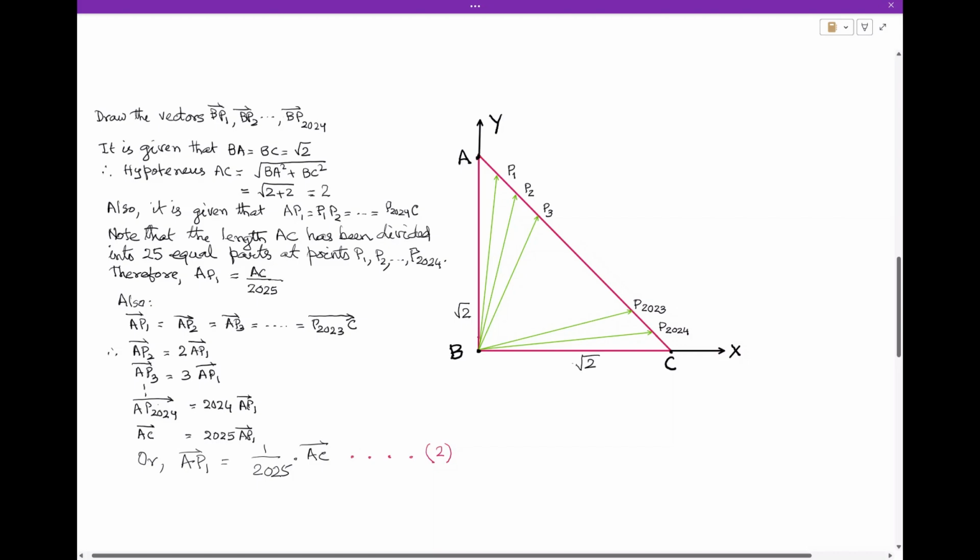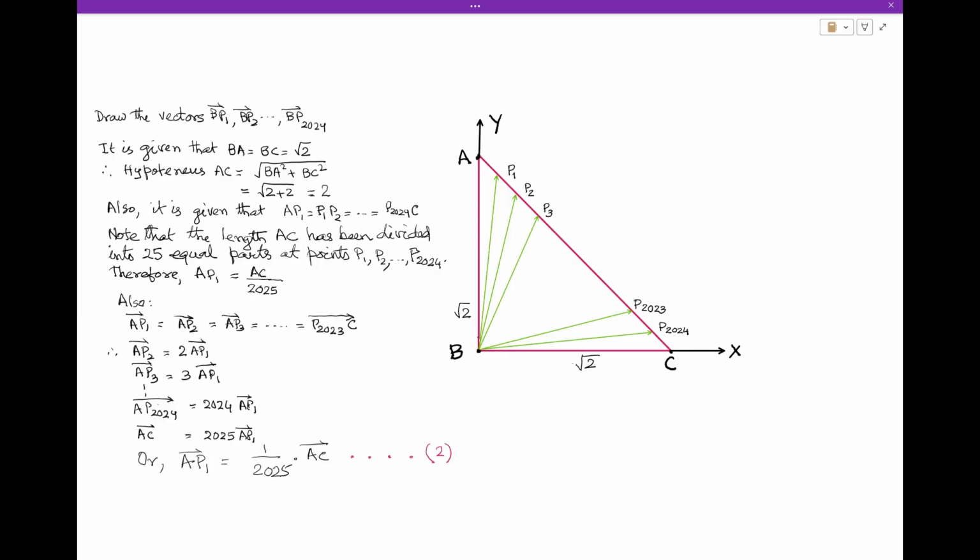Let us draw the vectors BP1, BP2, etc. until BP2024. These vectors are shown by the green arrows. It is given that BA and BC have a length of square root of 2. Then hypotenuse AC squared is equal to BA squared plus BC squared, and that is equal to 2.